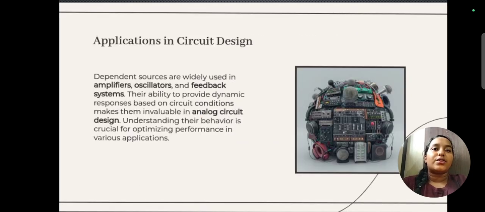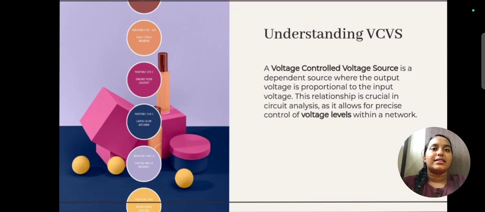Application in circuit design. Dependent sources are widely used in amplifiers, oscillators, and feedback systems. Their ability to provide dynamic responses based on the circuit condition makes them invaluable in analog circuit design. Understanding their behavior is crucial for optimizing performance in various applications.